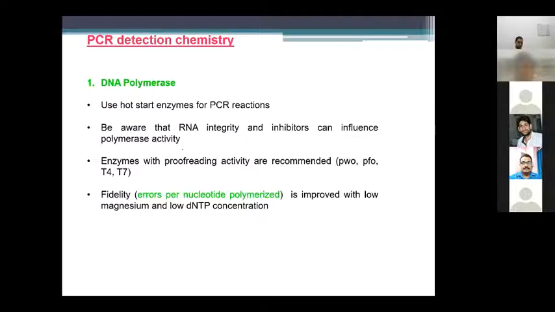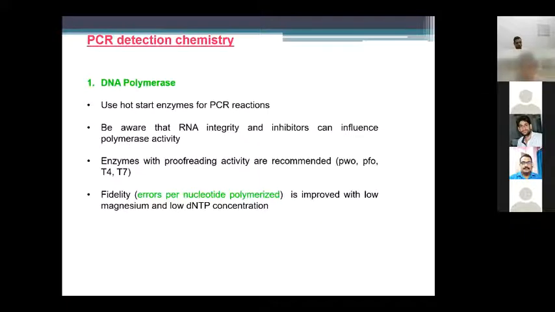It helps in preventing the degradation of the DNA polymerase. So when you're using the hot start enzyme, it's activated only when the temperature is increased to a specific temperature. Be aware that the RNA integrity and the inhibitors can influence the polymerase activities. So you must check there are no inhibitors present in your cDNA.